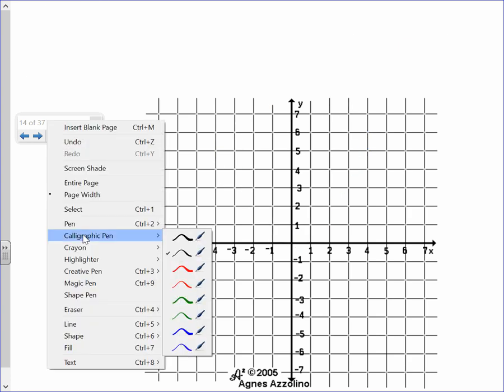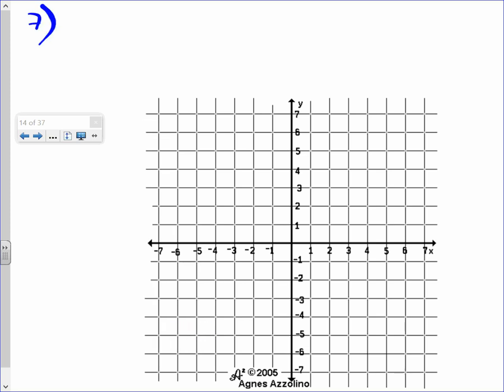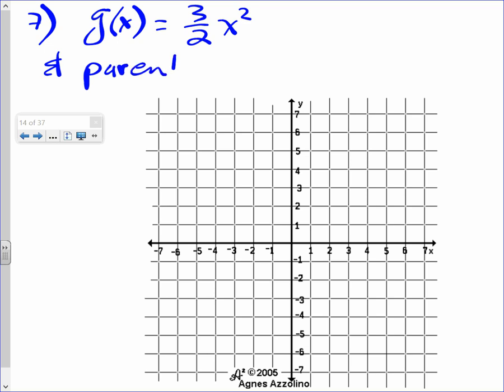So give me another x and y axis. This would be number 7. G of x equals 3/2 x squared. So graph that and parent. On this one, I'm going to be strategic when I make my table of values. I'm going to pick values that'll get rid of that 2 to get rid of the fraction.